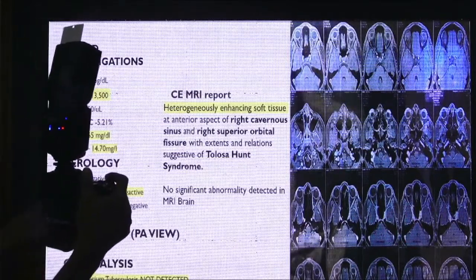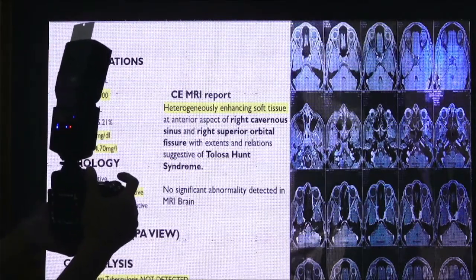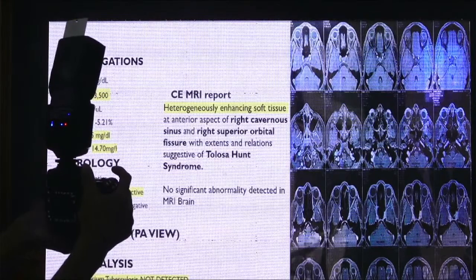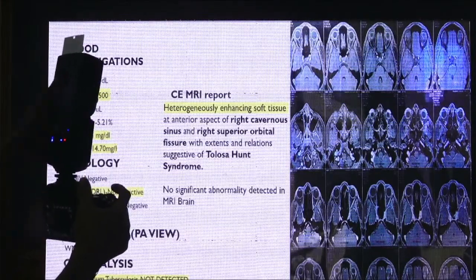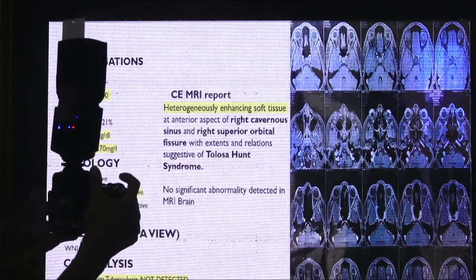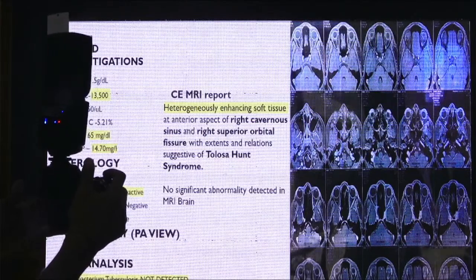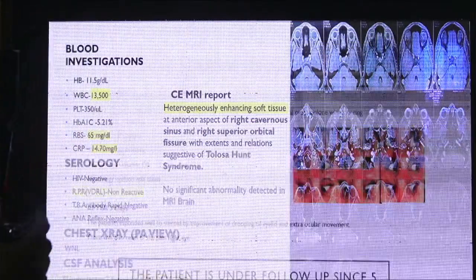Doing the contrast-enhanced MRI of the brain and orbit, it showed heterogeneously enhancing soft tissue at the anterior aspect of the right cavernous sinus and right superior orbital fissure with extents and relations which were suggestive of Tolosa-Hunt syndrome. There were no other clinically significant abnormalities detected in the MRI brain.